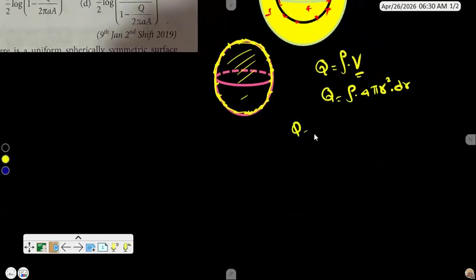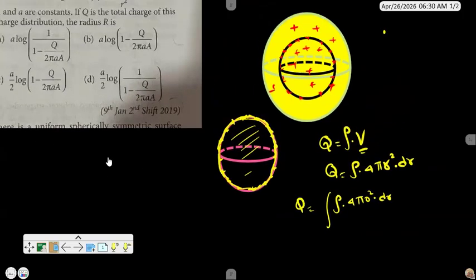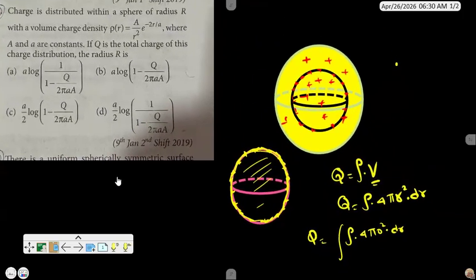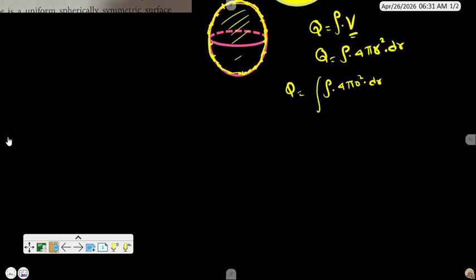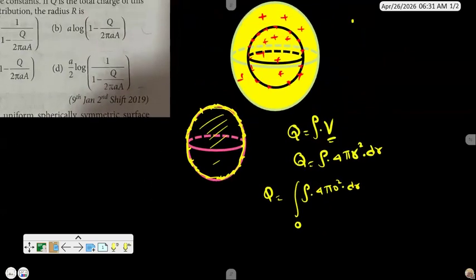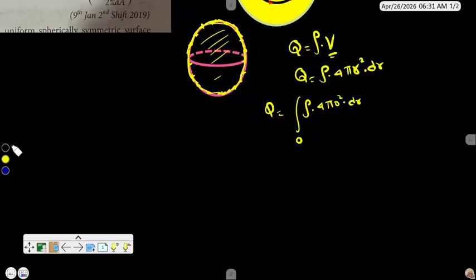So now charge is equal to the integration of rho into 4 pi r square into dr. Rho is not a constant value. It has been given as A by r square into e to the power of minus 2r by a. We have to substitute that. Our element will start from a very tiny hollow sphere to the entire bigger hollow sphere, so completely it would be from 0 to capital R. These are the limits that we are going to substitute.